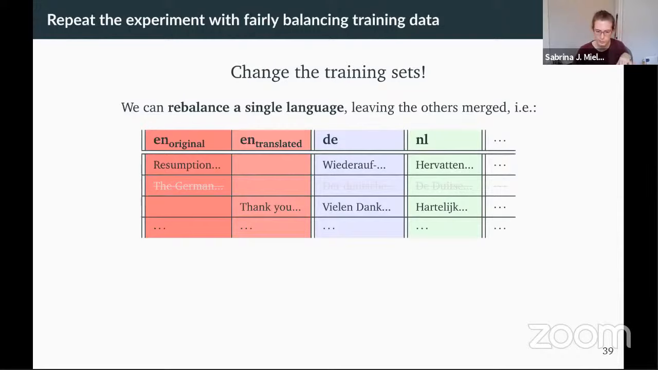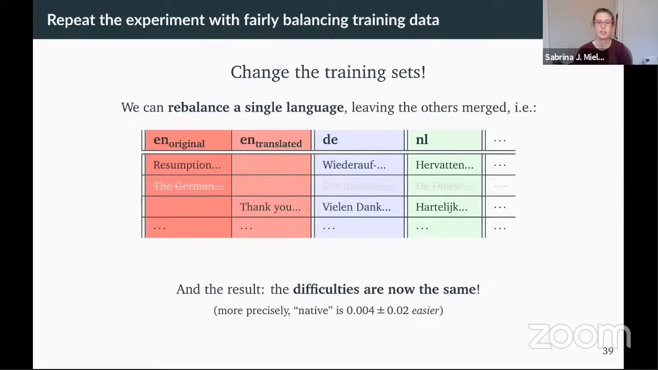Retrain our models, reevaluate our models on the test sets, and look here. Difficulties are now the same. More precisely, you know, it's a little bit easier, but there's so much variance. No, it's practically the same.